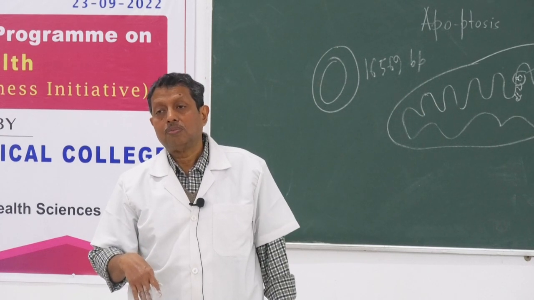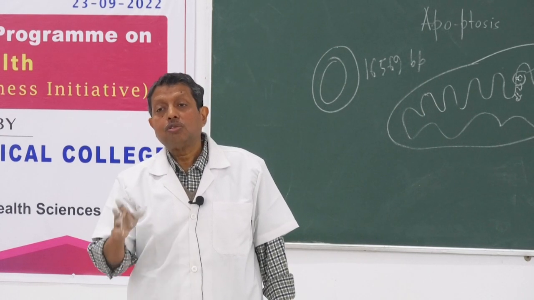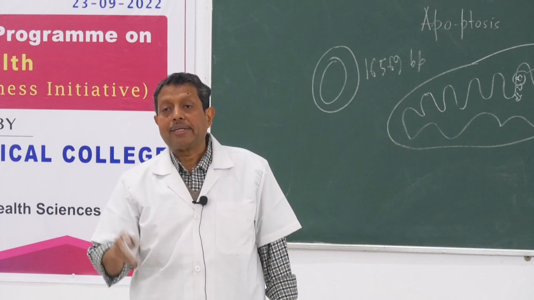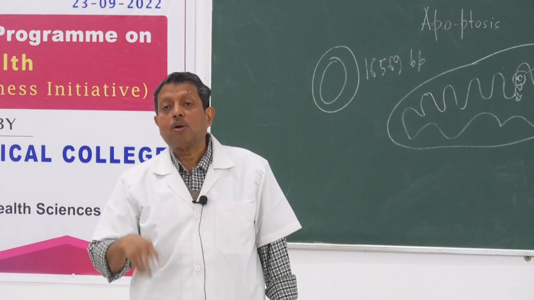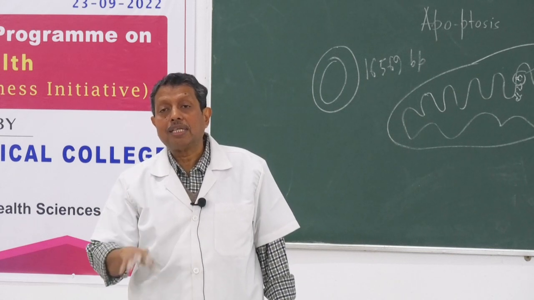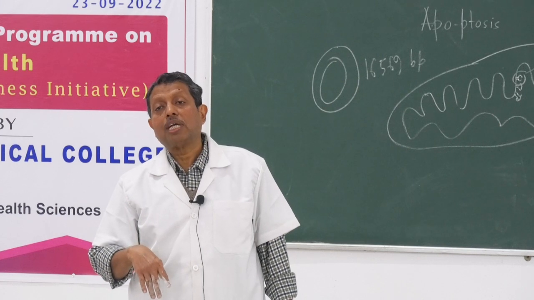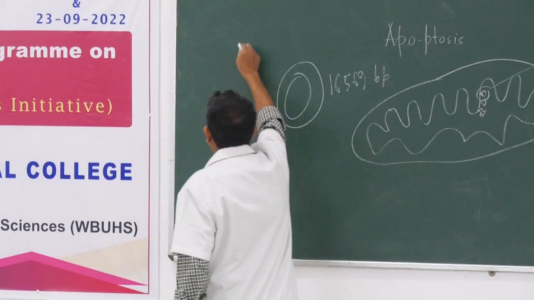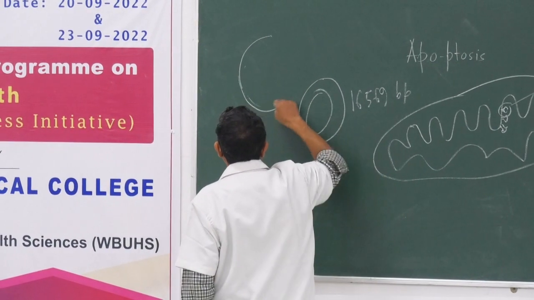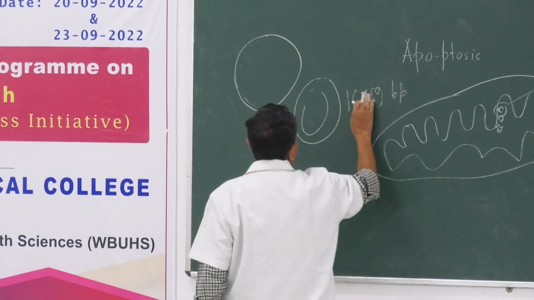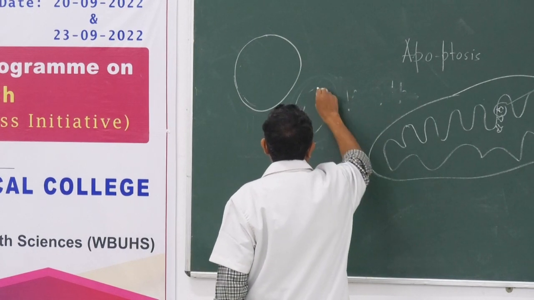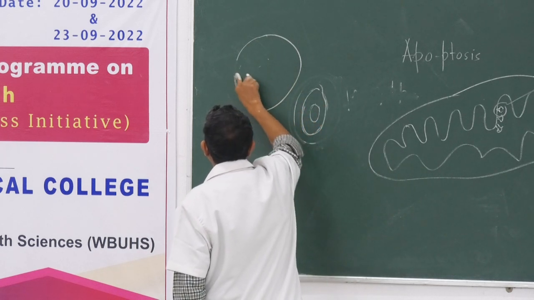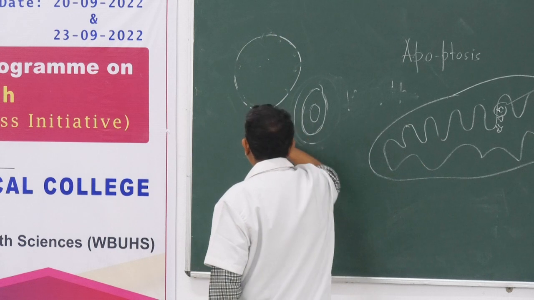But in apoptosis it is not so. The cells do not swell. They shrink and gradually separate. They form apoptotic bodies, and they are engulfed by the neighboring cells and also by the process of phagocytosis. In case of necrosis, the cells will swell, and ultimately they will burst.